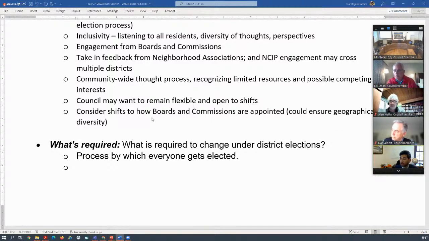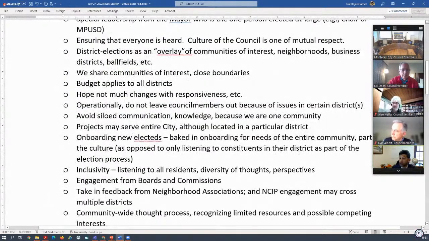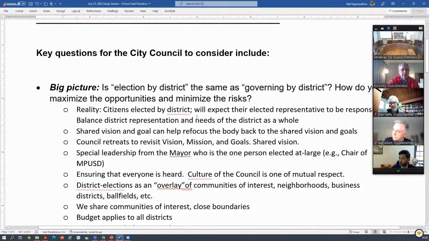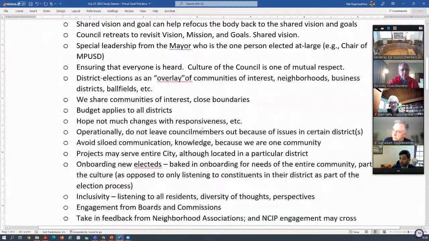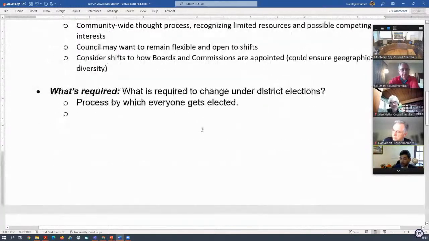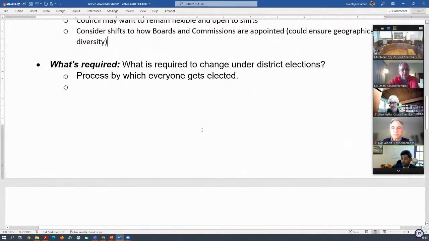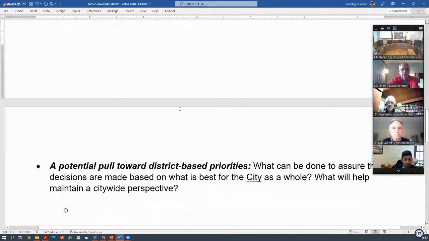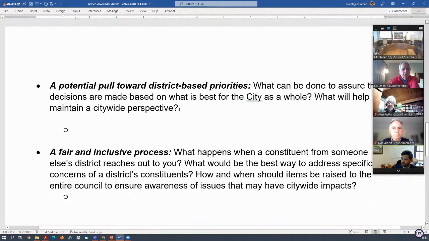Great. Thank you, Councilmember Hoffa. We've written that down. Very good list here of some big picture questions, talking about both the opportunities and the risks and what this looks like. So very helpful. I think when we talked about what's required, it really is only from a legal perspective, and Karen can correct me if I'm wrong here, but it's only by the process in which individuals are elected, and that's by district. Nothing else really is required as a result of district-based elections. Let's ask the question and maybe go through this piece. What can be done to assure that decisions are made on what's best for the city as a whole, and what might help maintain a citywide perspective?